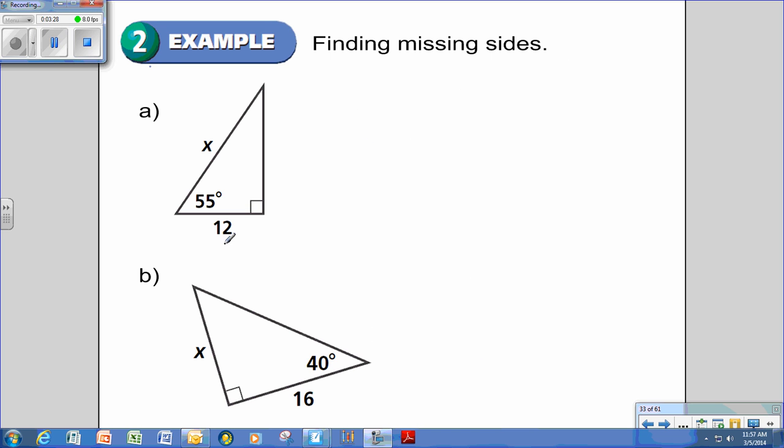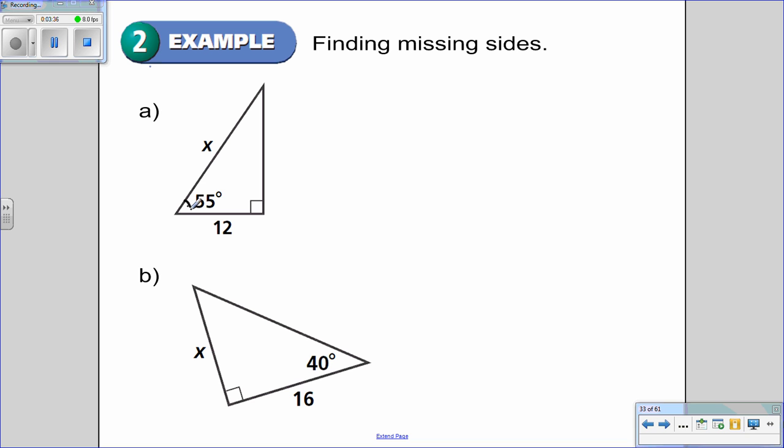So now we're going to use those functions to figure out the lengths of missing sides. What we're given here is this angle right here is 55 degrees. We're given two sides in this problem. This side is x and this side is 12. We're going to use those two sides to figure out which of our three functions we're going to use. Sine, cosine, or tangent. SOH CAH TOA.